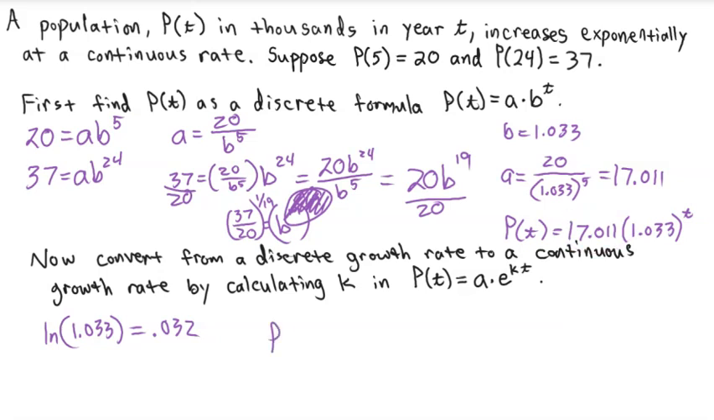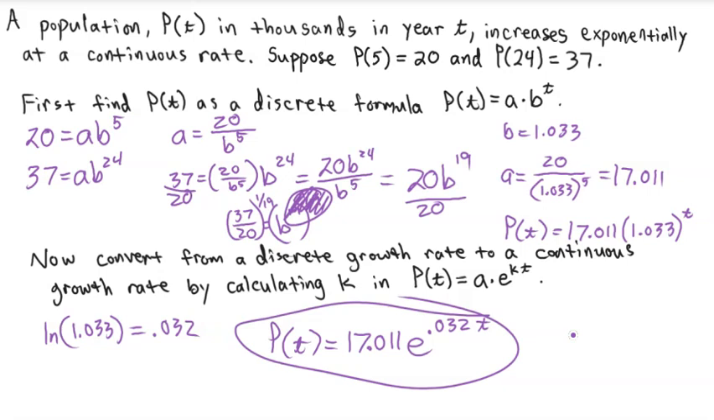And so A is 17.011. So our formula is going to be P of t is equal to 17.011 e, because it's a continuous growth rate formula, to the 0.032 times t. And this is the final answer.